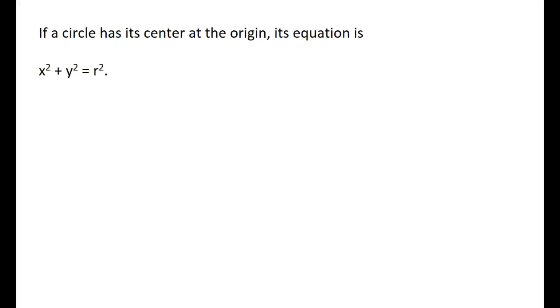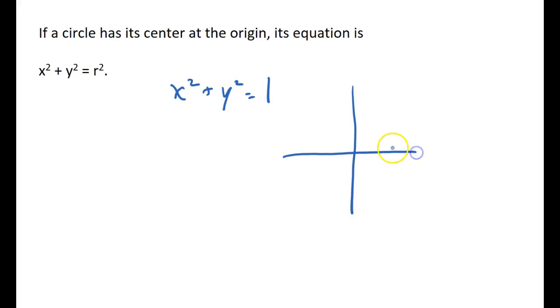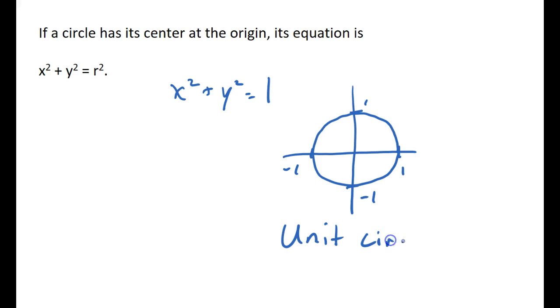Now what happens if the center of the circle is at the origin? Well, that means h and k are 0 and 0, so we get x squared plus y squared equals r squared. And if we have x squared plus y squared equals 1, that's a circle of radius 1 centered at the origin, and it's called the unit circle because it has a radius of 1.